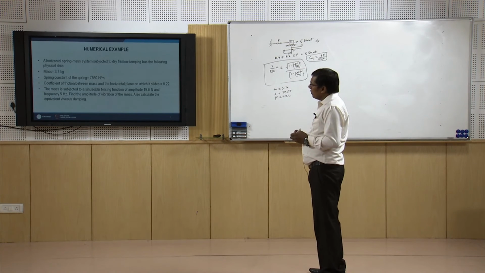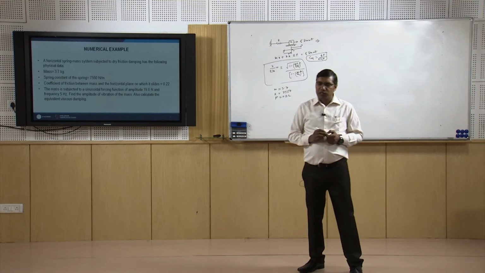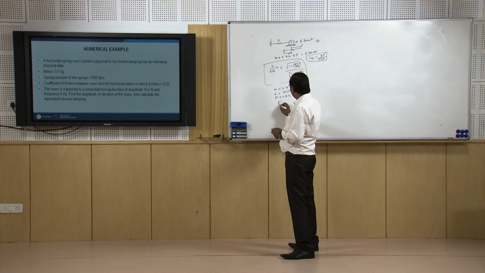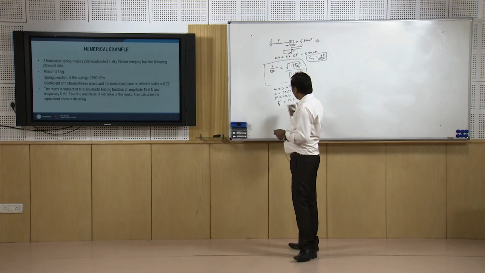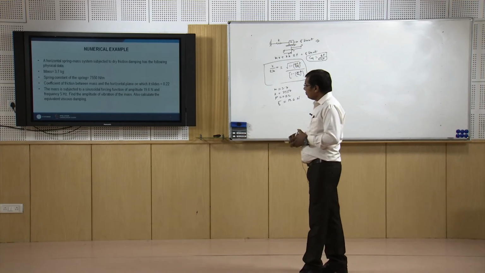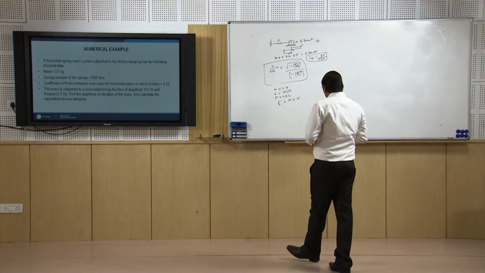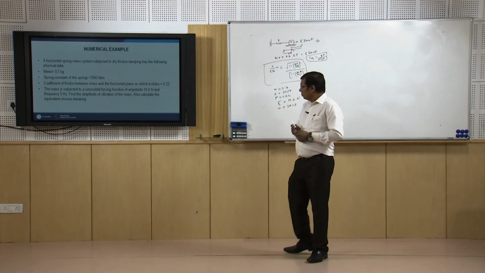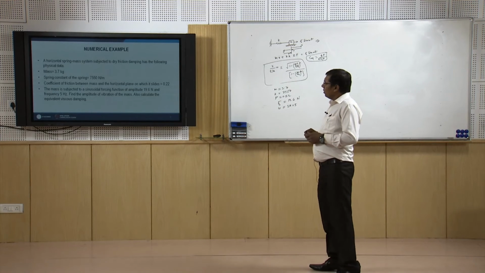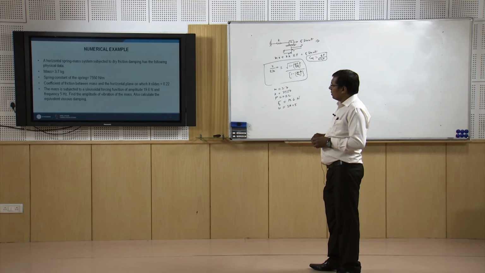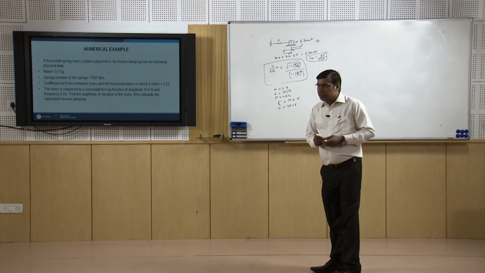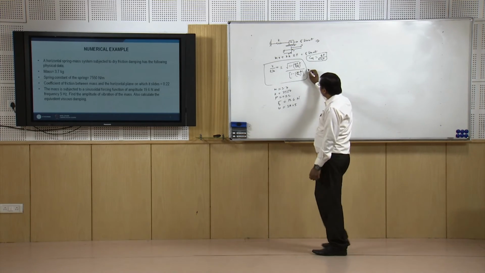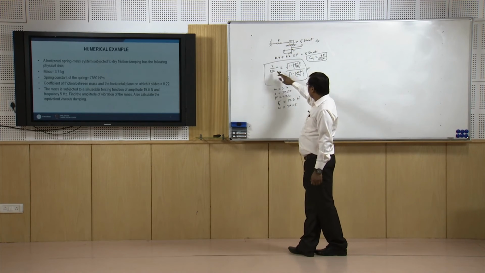The mass is subjected to a sinusoidal forcing function of amplitude 19.6 Newton. So amplitude of the force F0 equal to 19.6 Newton, and the frequency is 5 Hertz. So here omega is 2 pi into 5. Now find the amplitude of vibration of the mass. Also calculate the equivalent viscous damping. So first we have to find the amplitude of vibration of the mass. So we can use this formula to find the amplitude of vibration, because we have to find the x.